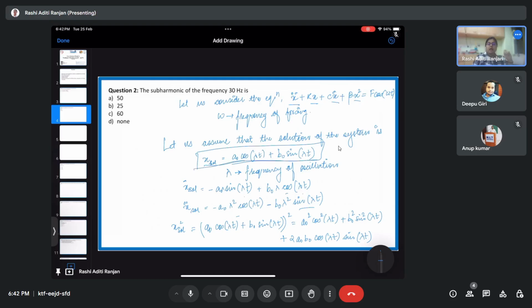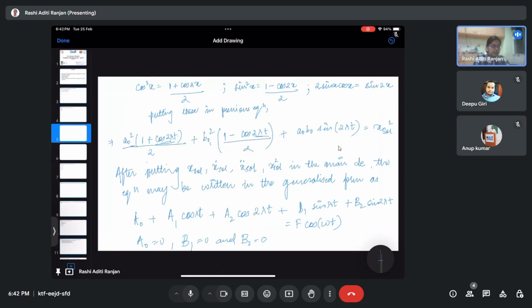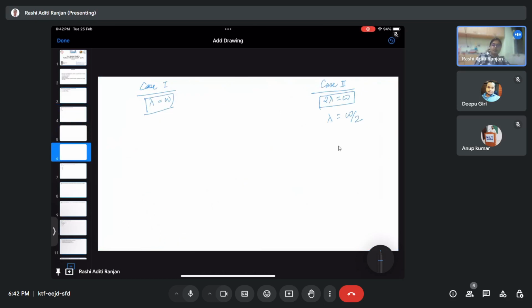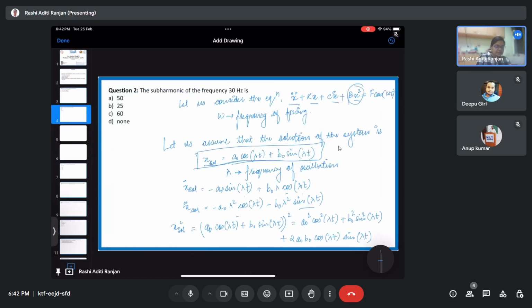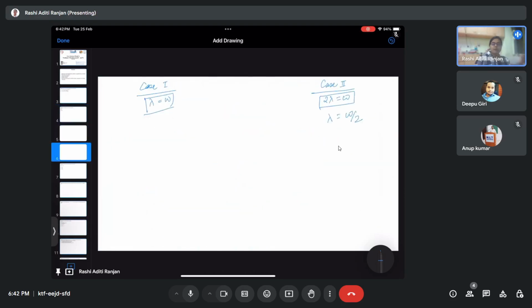And it is also important to see that here, since I have considered my solution as this, I could also consider my solution as the summation, as a truncated series. I can still consider it as an expanded Fourier series, truncated at maybe some other harmonic. In that case, I can also get lambda equals omega by 3 or maybe omega by 4, omega by 5, et cetera. Like in this case, here I have considered x square. If I take x cube, here I am going to get omega by 3, right?